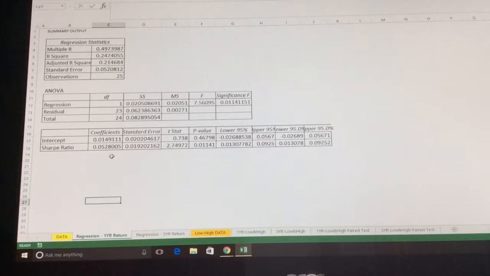The coefficient is on the p-value. What we're looking at is a p-value below 0.1 or 0.05 or 0.01. So here we have a p-value of 0.01141. Again, it's very close, but we have some significance.